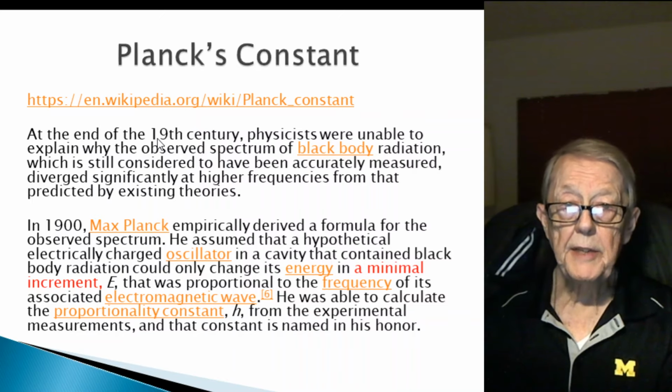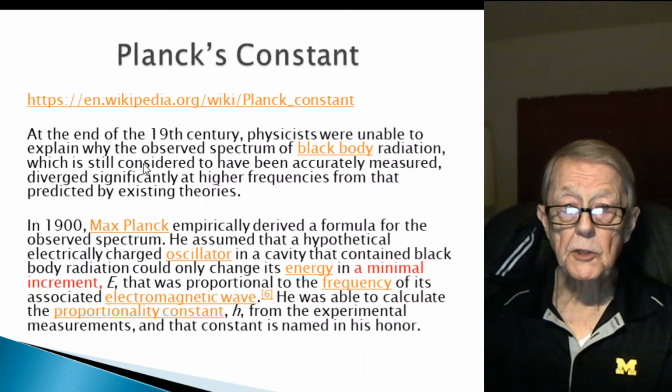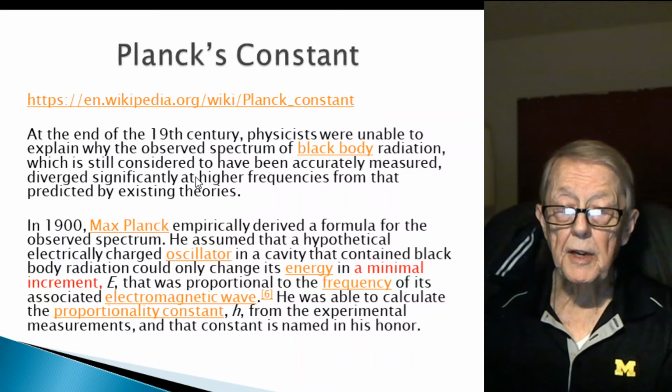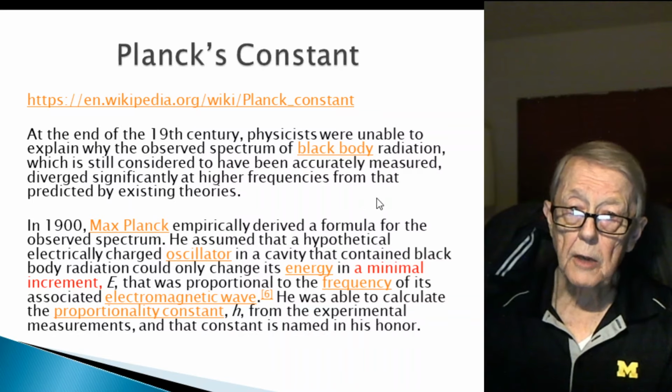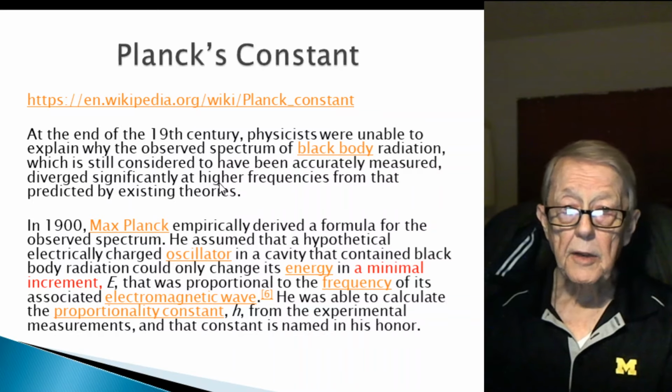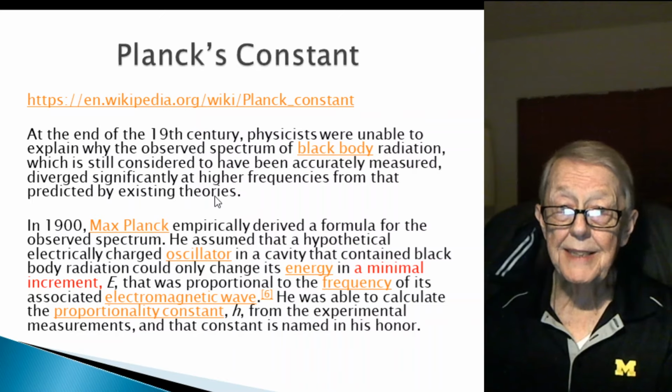At the end of the 19th century, the 1890s, physicists were unable to explain the observed spectrum of black body radiation. Now that's different, which is still considered to have been accurately measured, but it diverged significantly at higher frequencies. The curve starts going up, was supposed to go up, but the measured values then come down, whereas classically it should continue up. At higher frequencies, it didn't make sense, as predicted by existing theories.